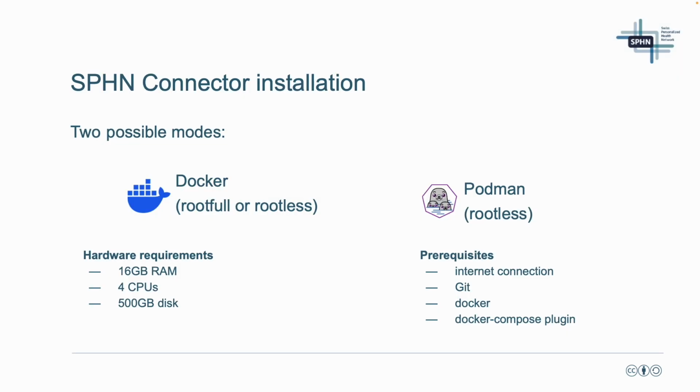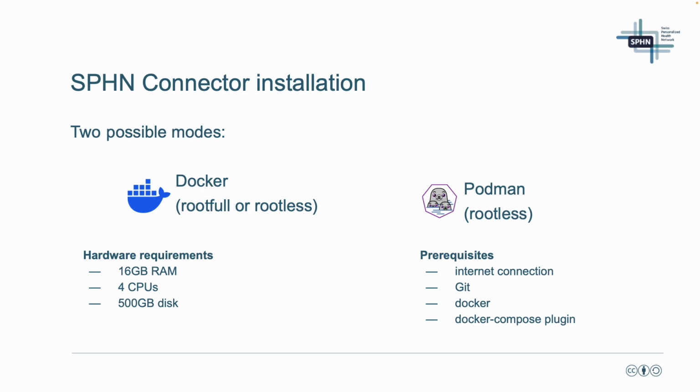There are two possible ways to install the SPHN Connector, either with Docker in a rootful or rootless mode, or with Podman only in a rootless mode in this case. The choice of the container tool depends on your organization and existing infrastructure. For the remainder of this tutorial, we will be focusing on installing the SPHN Connector using Docker.